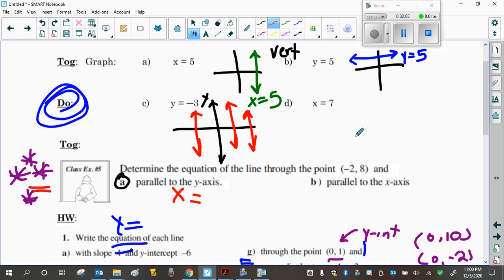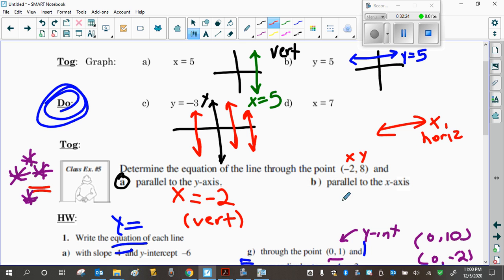And what number does x equal? Well, the x part of the coordinate. Okay, so this is x equals -2, parallel to the y-axis because it's vertical. And similarly, this one's parallel to the x-axis. This is the x-axis, and of course the x-axis is horizontal. If you have a horizontal line, that means y equals a number.